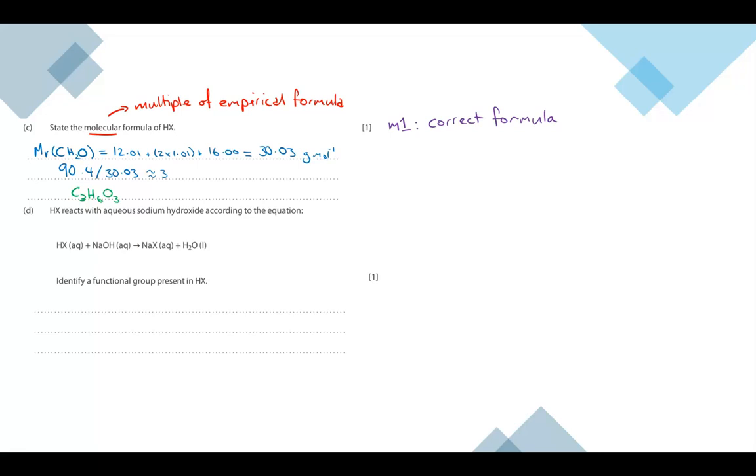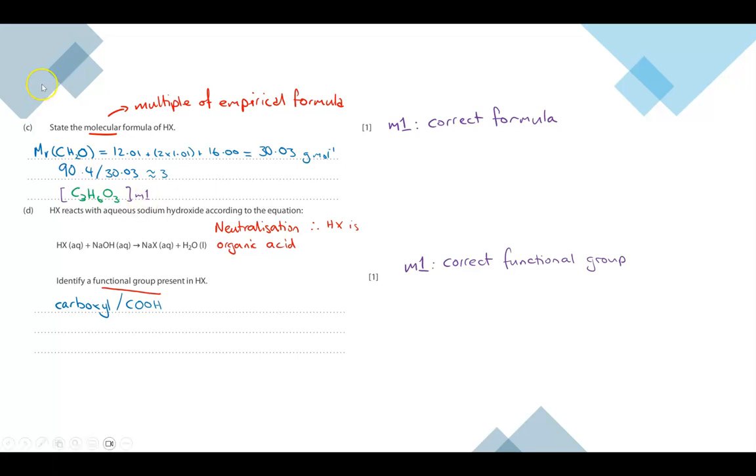All right, next question. HX reacts with aqueous sodium hydroxide according to the equation. So neutralization reaction. Identify a functional group present. Oh, sorry. That's where our mark one goes wrong. Functional group. We're looking for the functional group in this organic acid. Organic acid is your clue. Okay, so neutralization. HX is therefore an organic acid. We can only get the mark for correctly identifying the functional group. And it is a carboxyl, COOH.